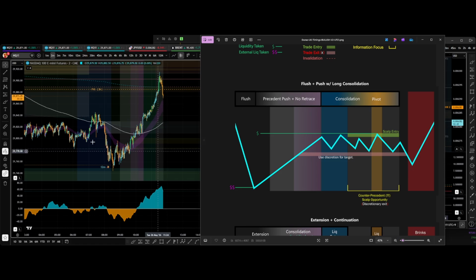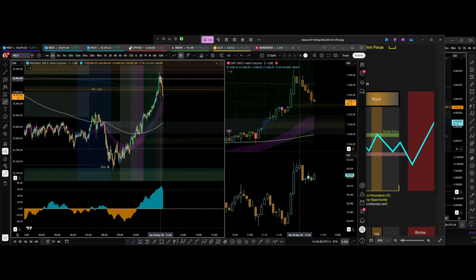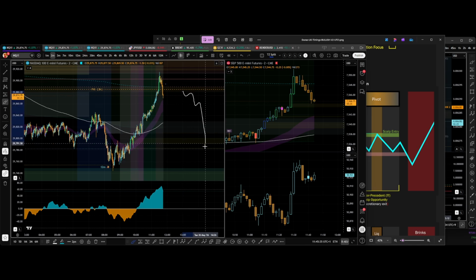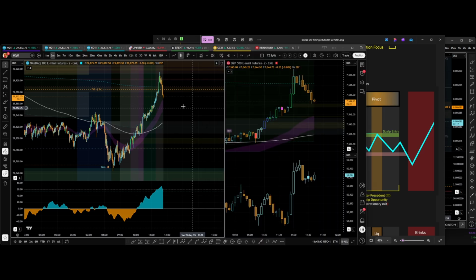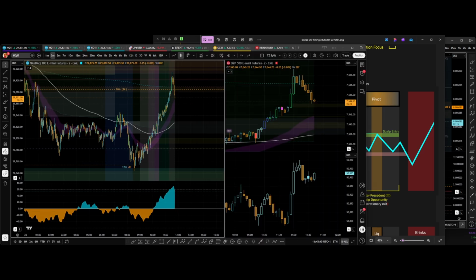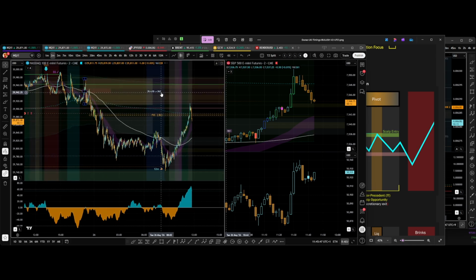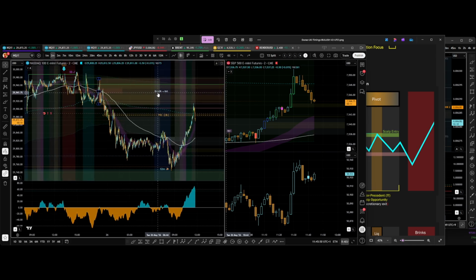But then it comes deep into this push, and a lot of the time that can be greater structure being made, right? So instead of it being tight, it can come back in, do a big old flush, and then continue on. Completely possible. So a little scalp. I'm not going to be trying to catch the big long in this situation.